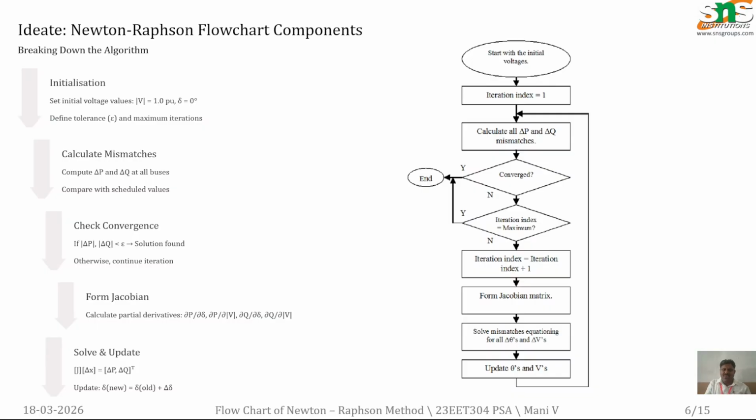From this, we have to form the Jacobian matrix. If it has two buses, we can form a two-by-two matrix. It is nothing but the partial derivatives of real power and reactive power with respect to the voltage and the phase angle. Then, from the elements of the Jacobian matrix, we solve the mismatch equation. Here we determine the change in phase angle and the change in voltage. Once obtained, we update the angle and voltage, and again recalculate the change in real power and reactive power. So this is the main objective, and this is the flowchart of the Newton-Raphson method.